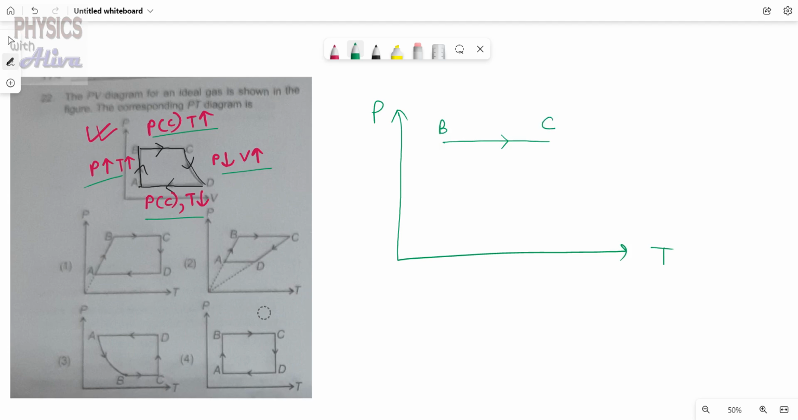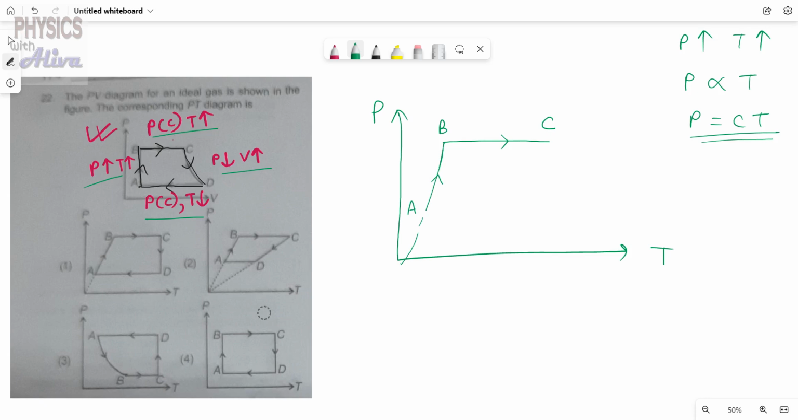For AB, pressure increases and temperature also increases. So pressure is proportional to temperature. That means P is equals to CT, like this. So it's a straight line passing through origin. This is AB. Pressure increasing and temperature also increasing.